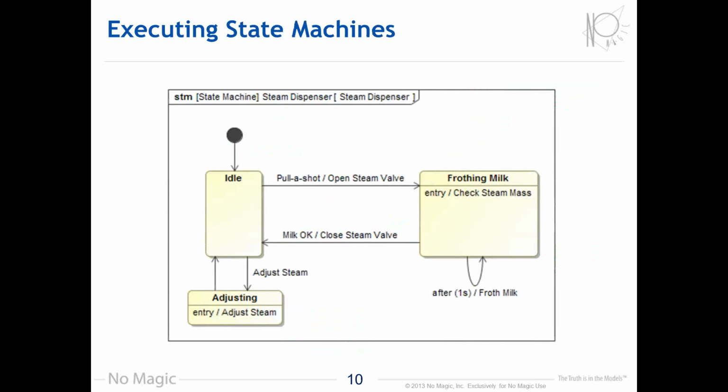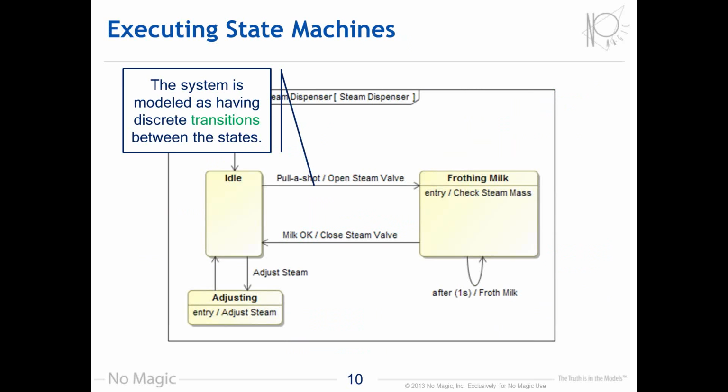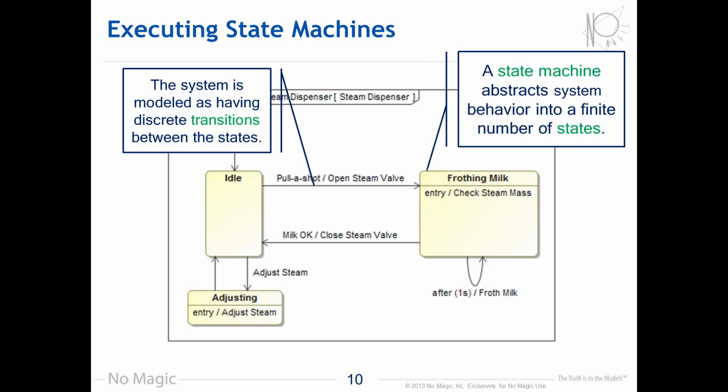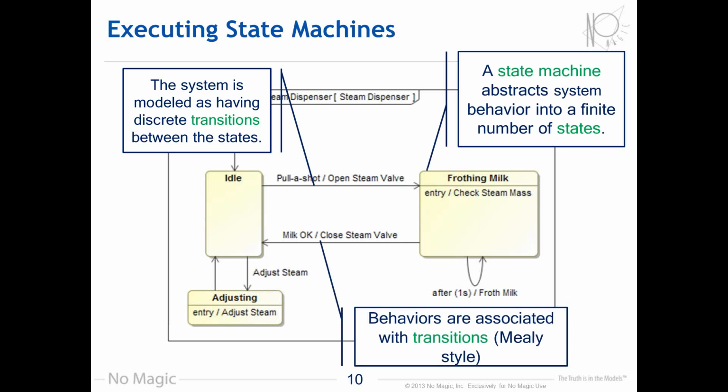The other important thing is execution of state machines. Execution of state machines provides a little bit different semantics and a different engine. It's based on the State Chart XML execution engine, and when we talk about states, the system is modeled as having discrete transitions between the states. So we have states, we have transitions, we have many different kinds of states.